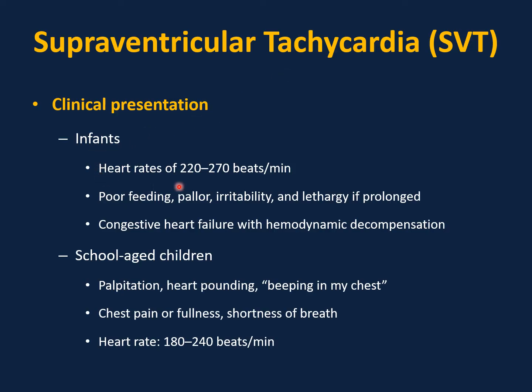In infants, the heart rate will be persistently elevated, between 220 and 270 beats per minute. When the nurse is trying to get an intravenous line and the infant is crying and the heart rate is 180 and goes back to normal after, this is not supraventricular tachycardia. Infants may present with poor feeding, pallor, irritability, lethargy, and if prolonged, congestive heart failure. School-aged children may present with palpitation, heart pounding, chest pain or fullness, and shortness of breath. The heart rate will be between 180 and 240 beats per minute and persistent.